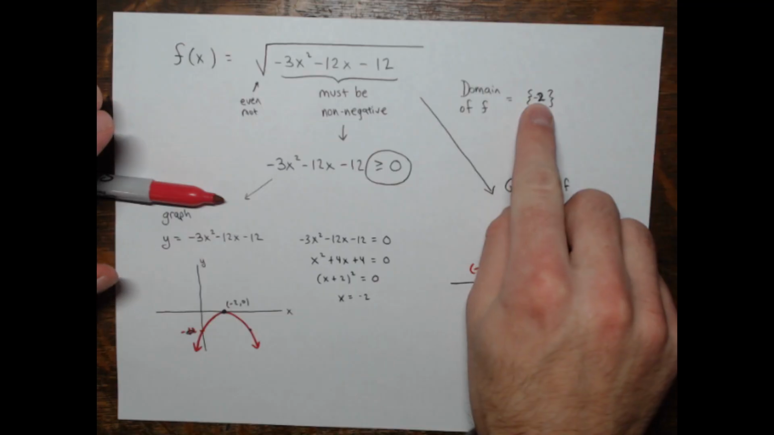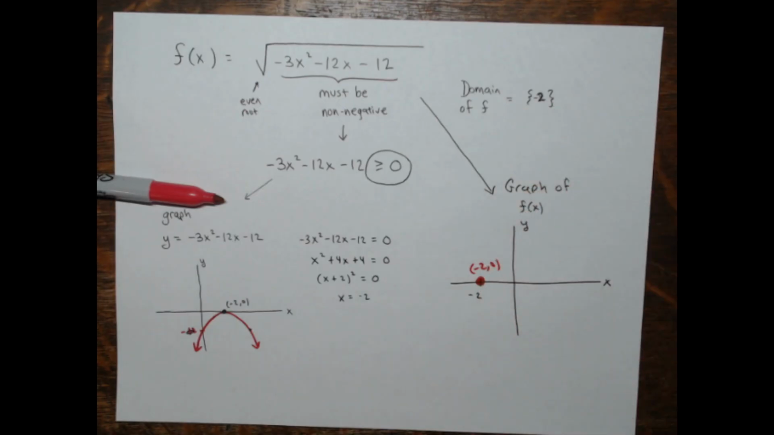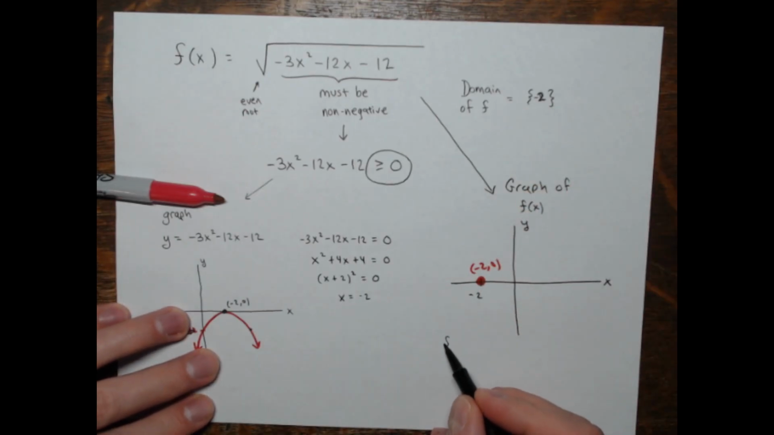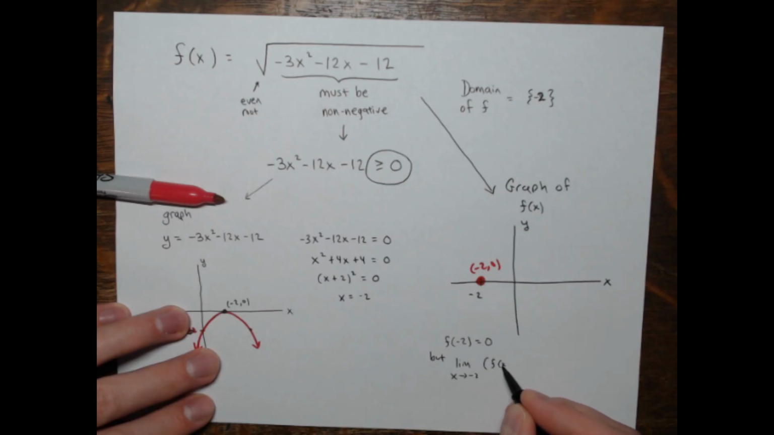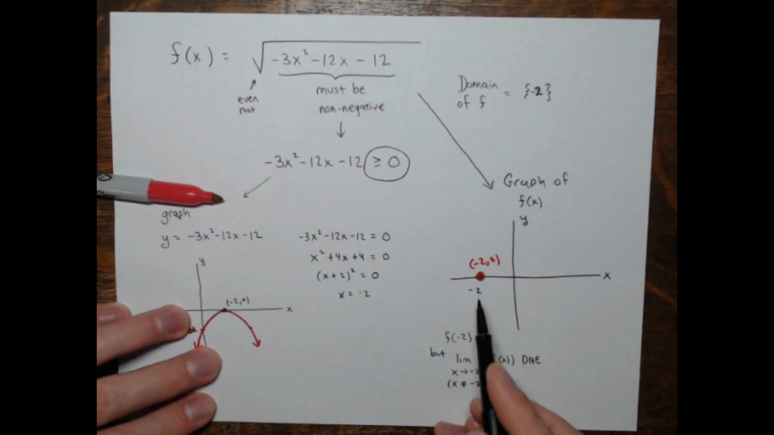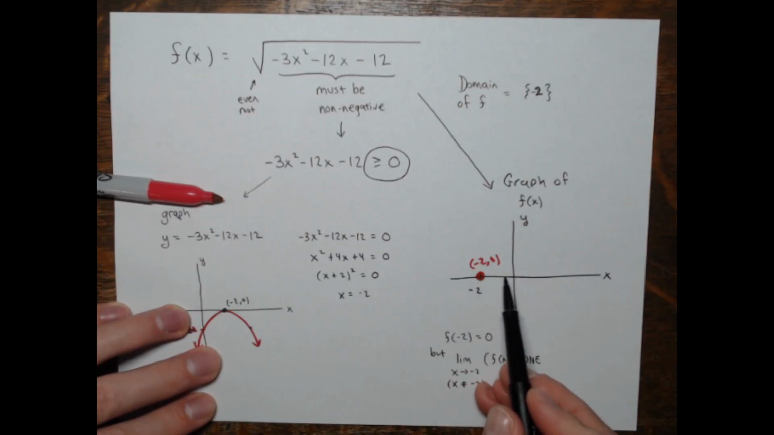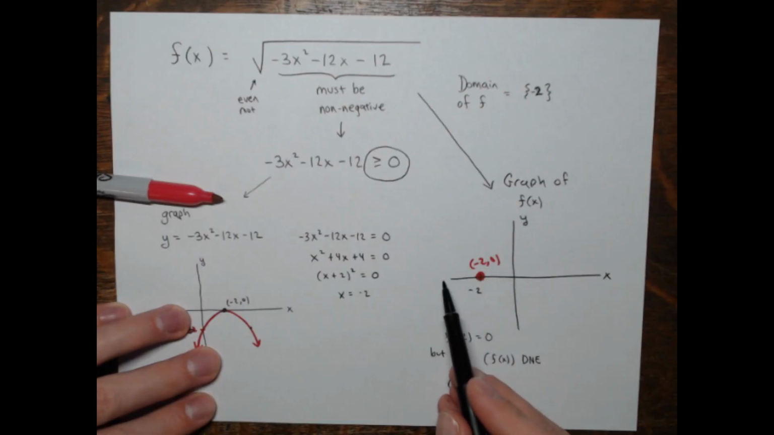Now, if the domain only contains one value, then you're not continuous there. Right? F of negative 2 exists. F of negative 2 is 0, but remember the other condition for continuity? The limit as x approaches negative 2 does not exist, because here you're plugging in values that are not -2. But notice how there's no graph to the left of -2. There's no graph to the right of -2. So the left side limit doesn't exist.